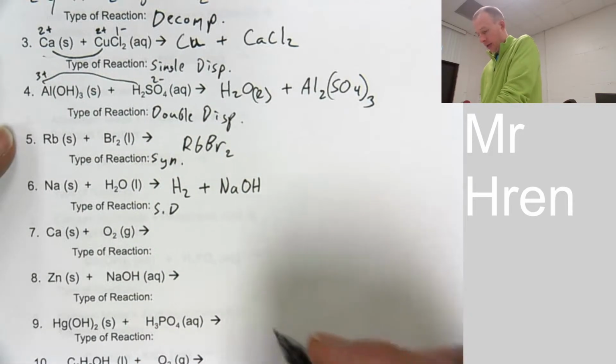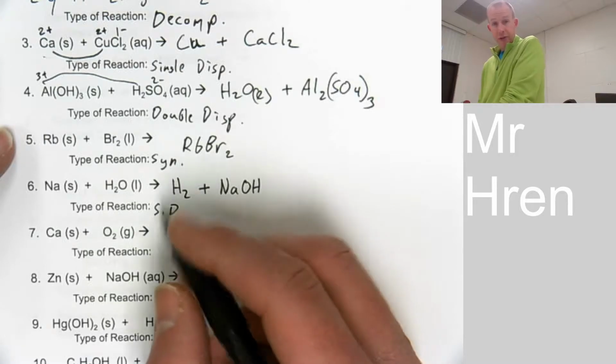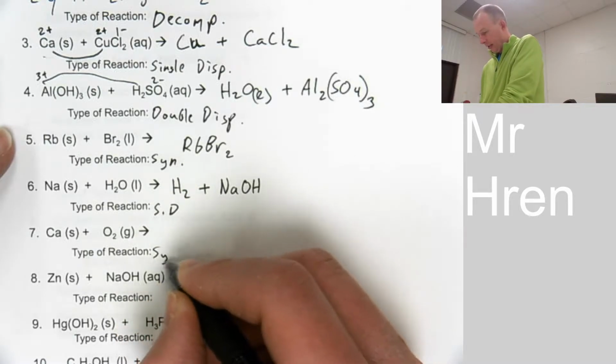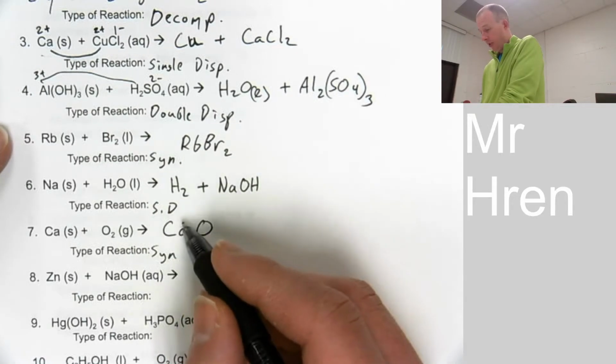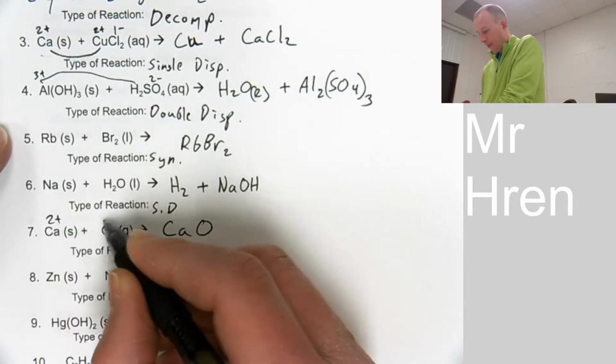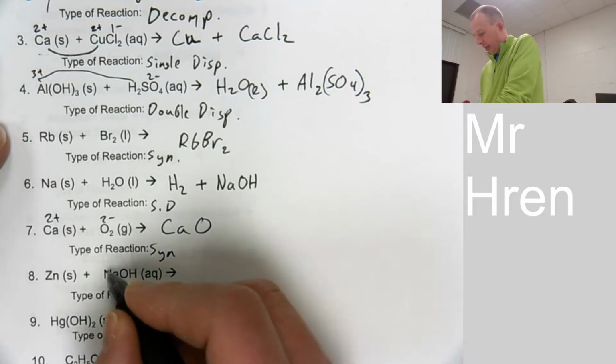And then next we've got calcium oxide. This is a synthesis. It's the only thing it could be, so you'll get CaO, and it's just CaO because it's +2, -2. Then single displacement reaction here.